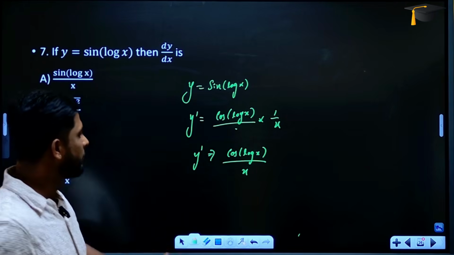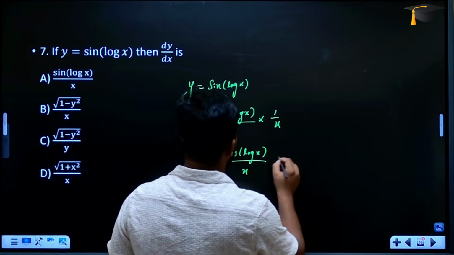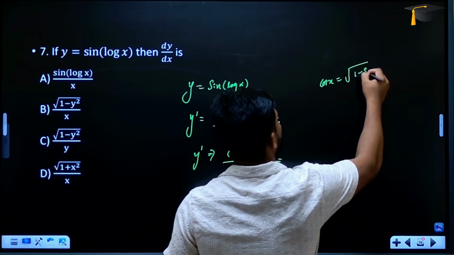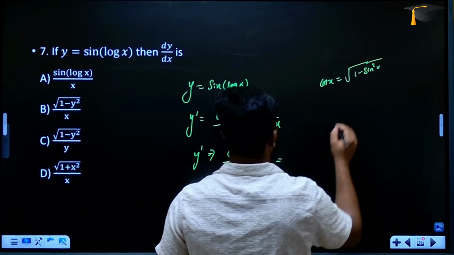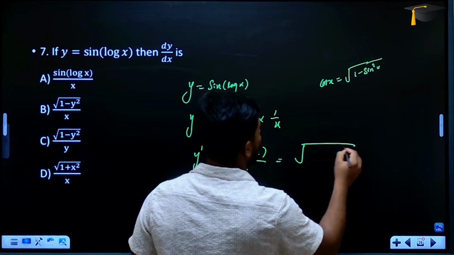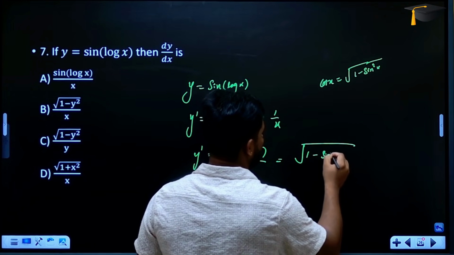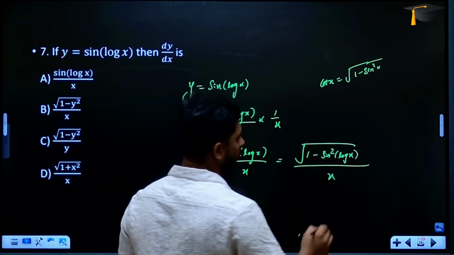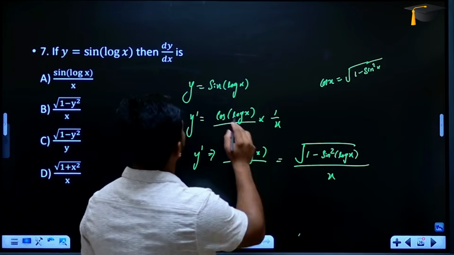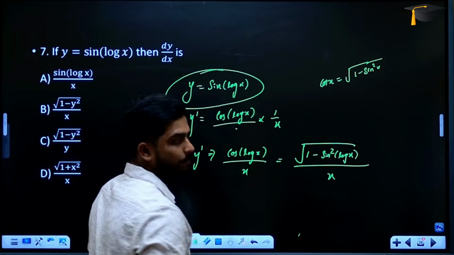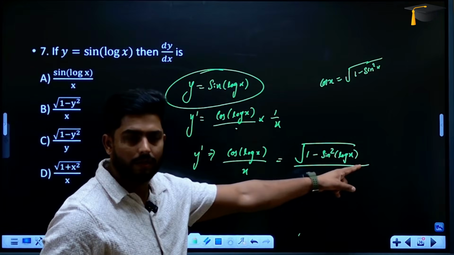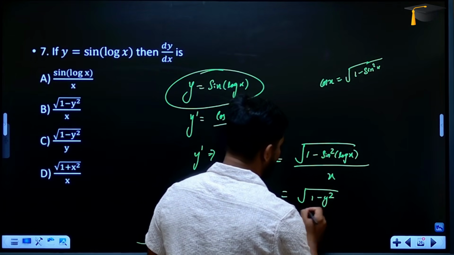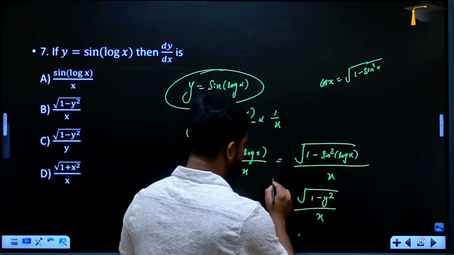Okay, so what we have to do is change this to sine once again. So we know that cos x is equal to root of 1 minus sine square x. Correct? So can I rewrite this as root of 1 minus sine square of log x whole divided by x? Now y is equal to sine of log x, we know. Now in place of sine square of log x, can I write this as y square? So root of 1 minus y square divided by x. So this is the final answer, children.